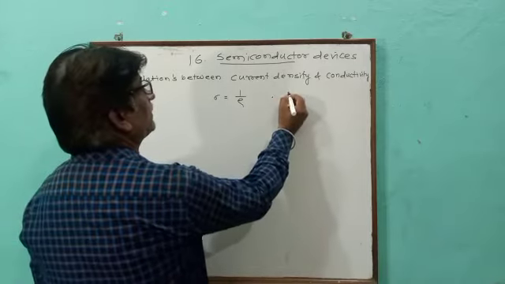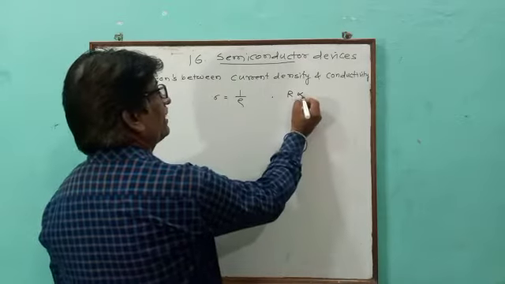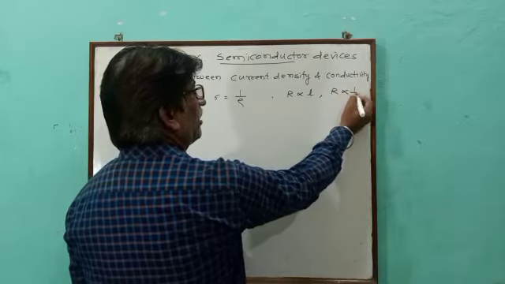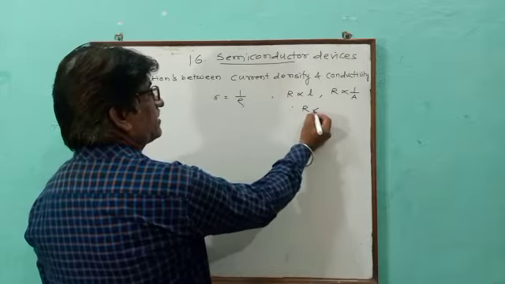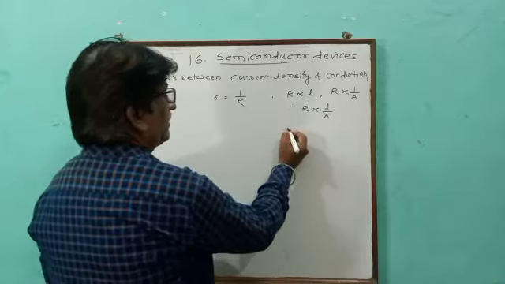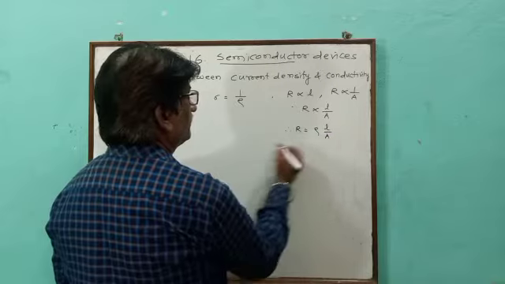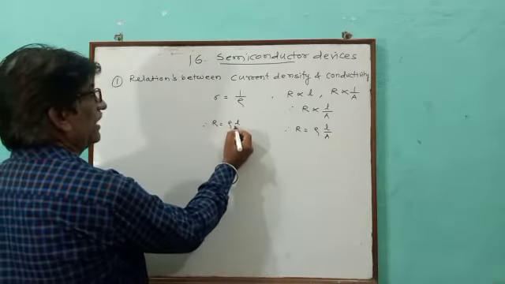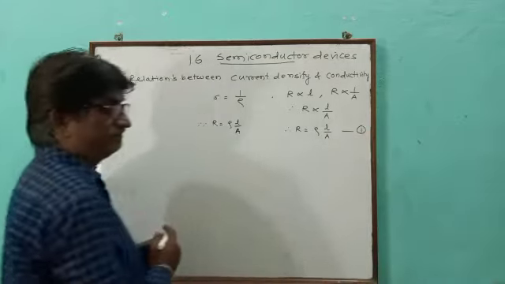We know that the resistance of a given metal wire is directly proportional to the length of the wire and inversely proportional to the area of the wire. Means resistance is proportional to L upon A, means R is equal to rho L upon A. Suppose this is equation number 1.